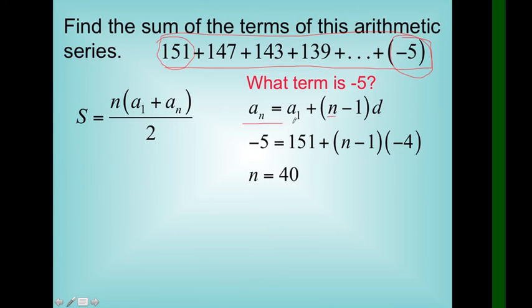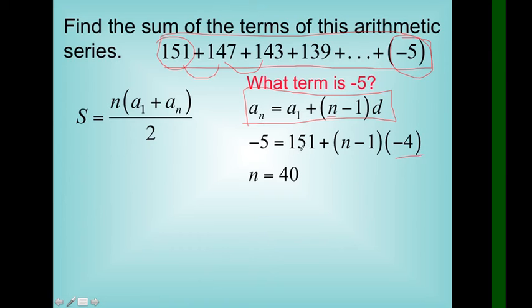So, using the formula for the nth term of the arithmetic sequence, ito yung formula natin doon sa ating previous video, we have a sub n, which is the last term, which is negative 5, a sub 1, which is our first term, plus n minus 1 times d. Ang difference nila, kung titignan natin, mag-start tayo dito, lahat yan, mag-start lagi sa second value. So, 147 minus 151, that's negative 4. 143 minus 147 is negative 4. 139 minus 143 is negative 4. So, the difference is negative 4.